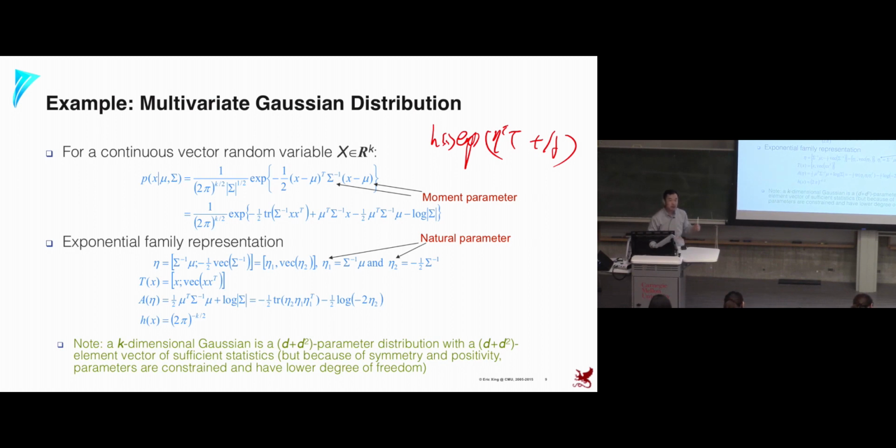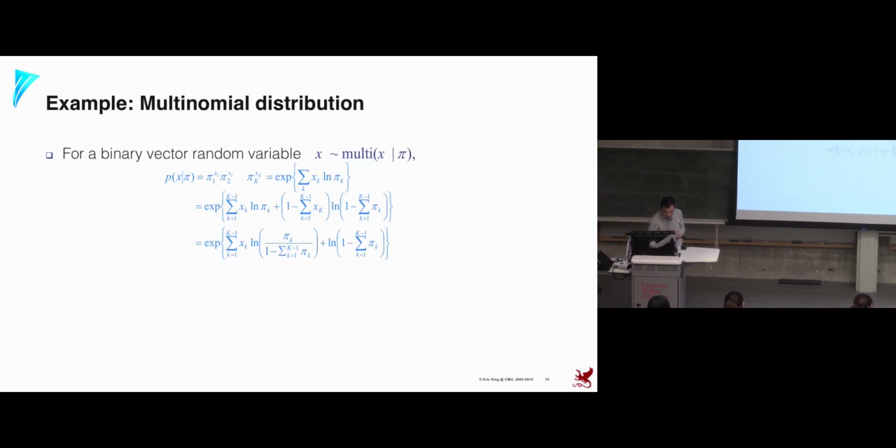You may ask why I do that. We will see in a second. One more example, multinomial. You know what a multinomial is, right? It's the probability of describing a discrete event. Okay? And that's how we write down the multinomial.